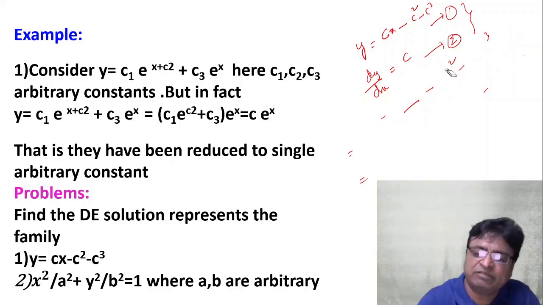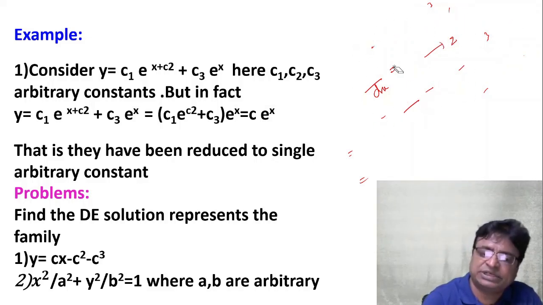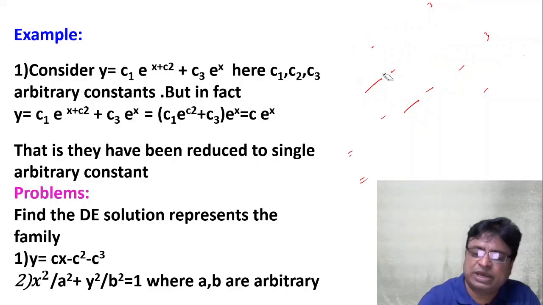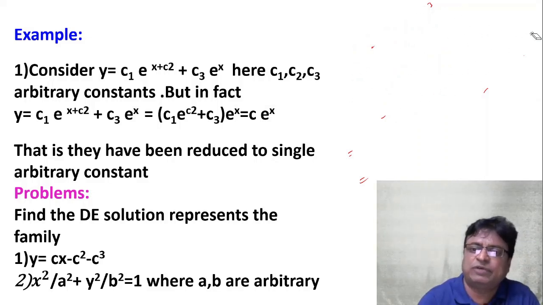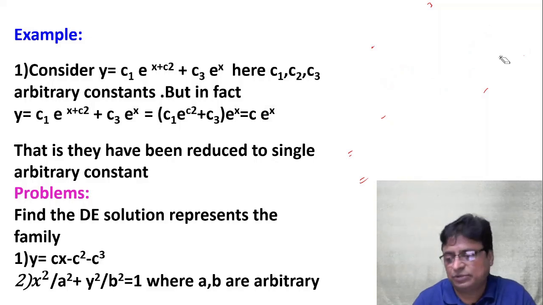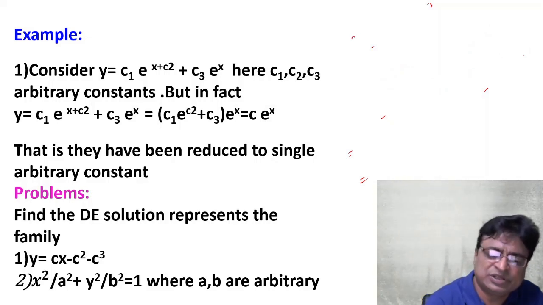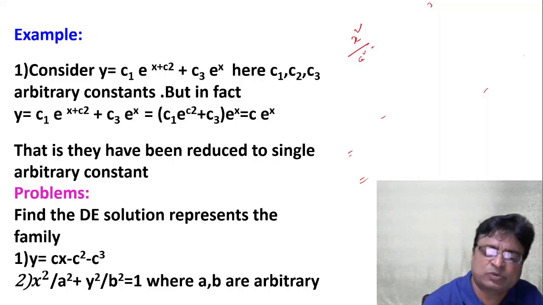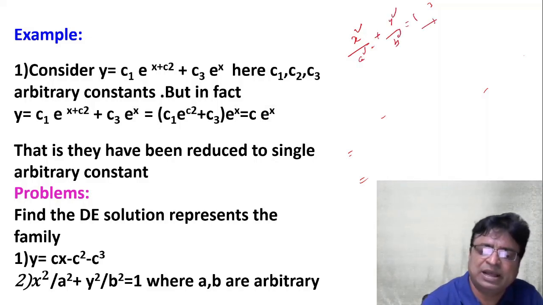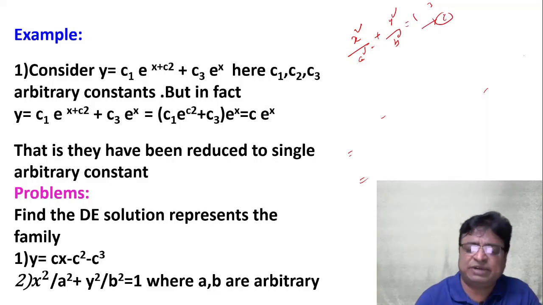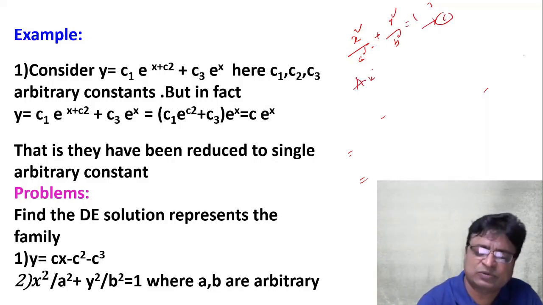Now coming to the second question. What is the second question? x square by a square plus y square by b square is equal to 1, where a and b are arbitrary constants. Two constants are given for you. So this is x square by a square plus y square by b square equal to 1. I can also write the equation like this: a x square plus b y square equal to 1.